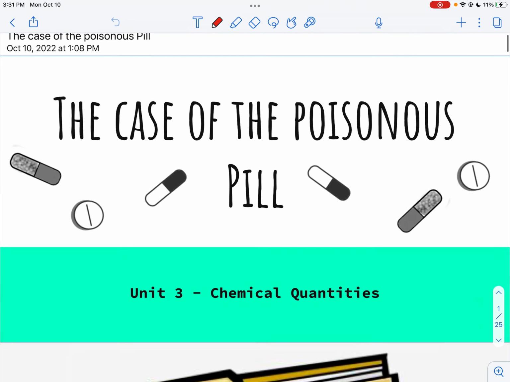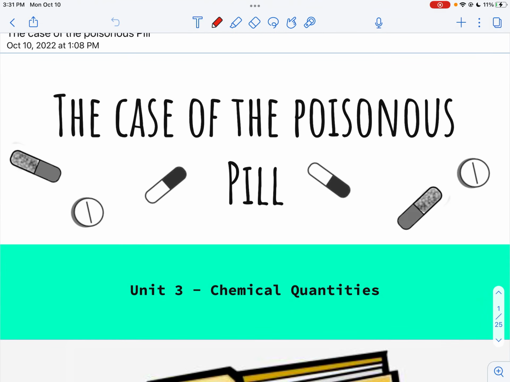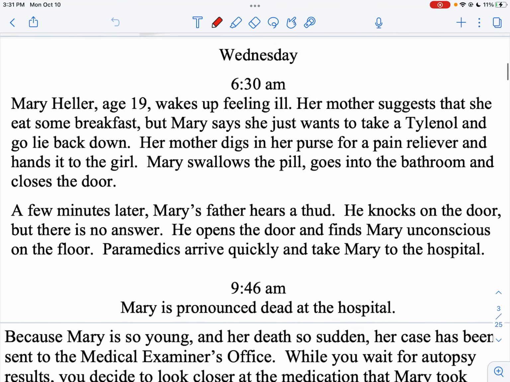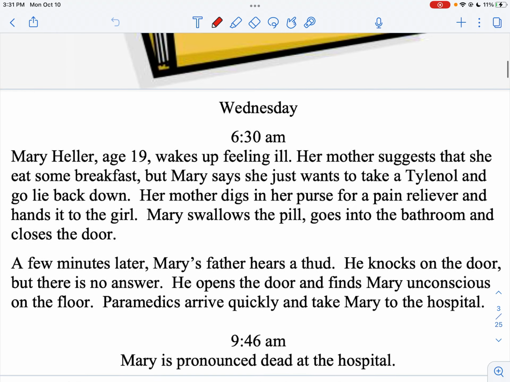Okay, this unit, we are going to start off by looking at the case of the poisonous pill. So just to introduce the case, we have our decedent, Mary Heller. She's 19, wakes up feeling ill. Her mother suggests that she eat some breakfast, but Mary says she just wants to take Tylenol, go lie back down. Her mother digs in her purse for a pain reliever, hands it to the girl. Mary swallows the pill, goes to the bathroom, closes the door.